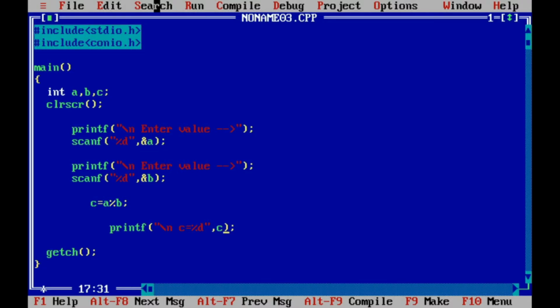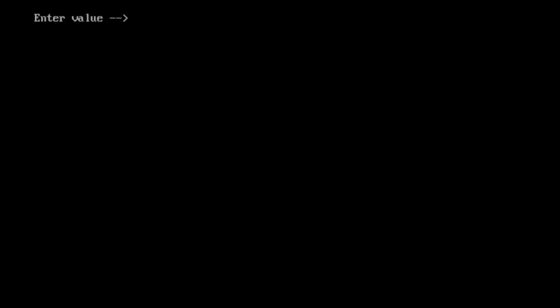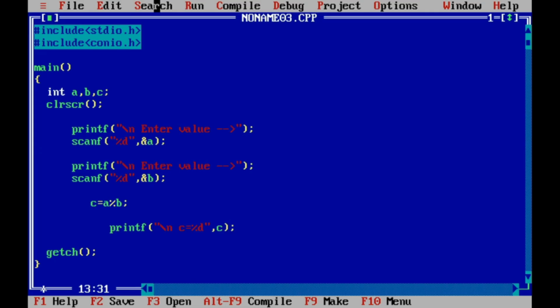Again we are running the same program with Ctrl F9. First value 10, the second value is 3. So now the answer is 1, that is the remainder. 10 divided by 3 will give us remainder 1. That we can check with the comparison of the division operation.